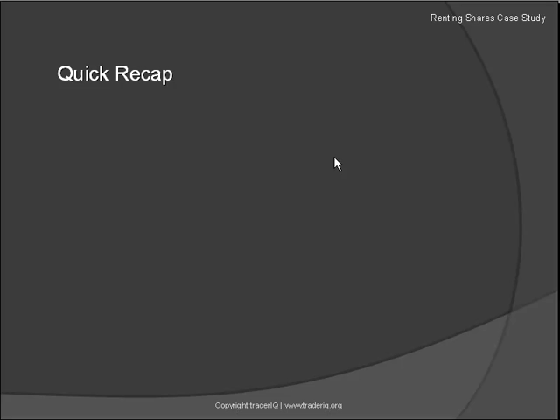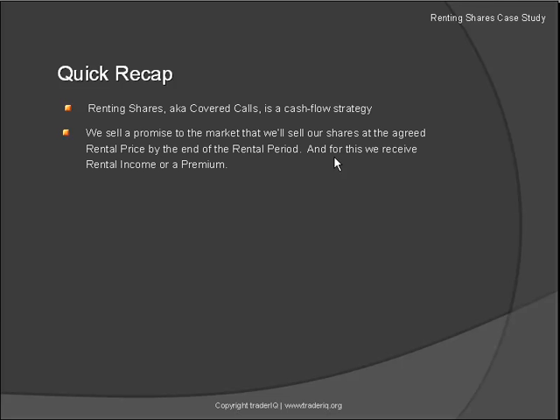Okay, with that out of the way, let's do a quick recap of the strategy itself. Renting shares, also known as covered calls, is a cash flow strategy. It generates cash from the stock market in a passive way. What we do is sell a promise to the market that we will sell our shares at an agreed rental price by the end of the rental period. When we do this, we receive a rental income, or premium as it's called. So we basically get cash for selling a promise to the market.